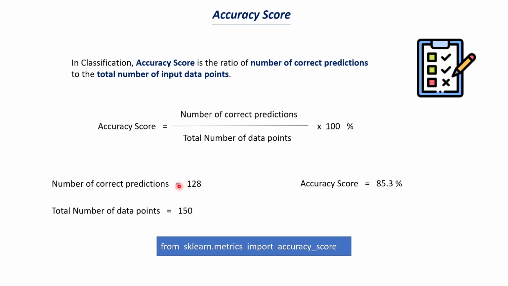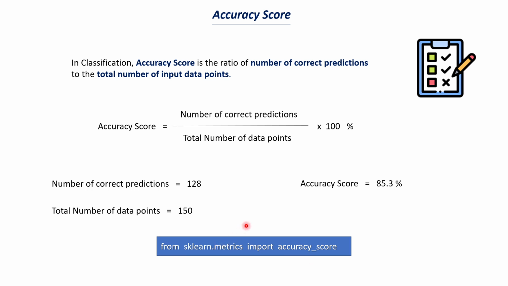Let's try to understand this with the simple example that we have discussed before as well. Let's say that the number of correct predictions made by your model is 128 and the total number of data points is 150. You simply divide 128 by 150, so you will get the accuracy score as 0.853, and when you multiply it by 100, you will get 85.3 percent. So 85.3 percent basically means out of 100 data points, your model can give correct predictions for 85 data points. That is what this accuracy score means. And you can import accuracy score from sklearn.metrics. We have seen this before.